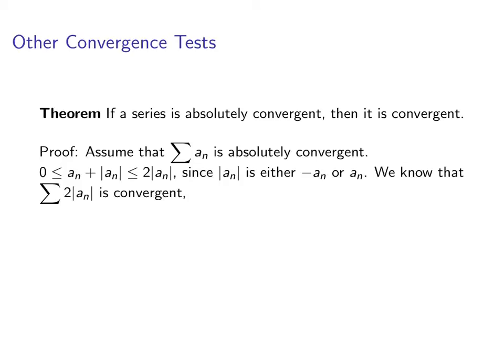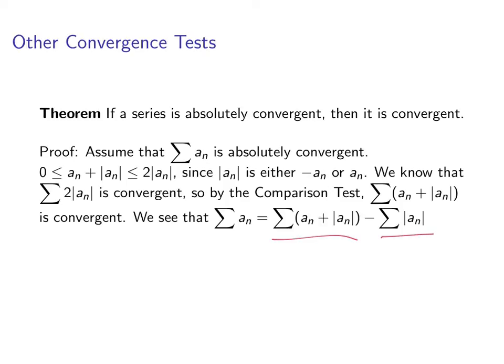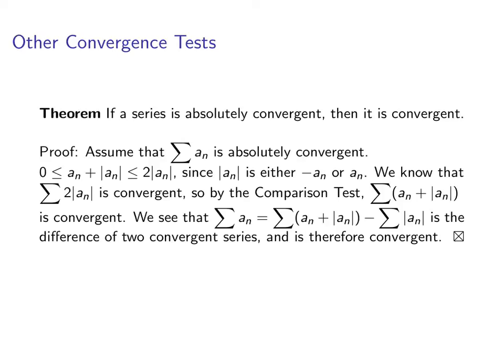Now we know that the sum of 2 times absolute value of a sub n is convergent because we're starting with an absolutely convergent series. So the comparison test tells us that the sum of a sub n plus absolute value of a sub n is convergent. Now we can create the series with the a sub n's by subtracting these two series, both of which are convergent series. When you have a difference of two convergent series, you get something that's convergent.